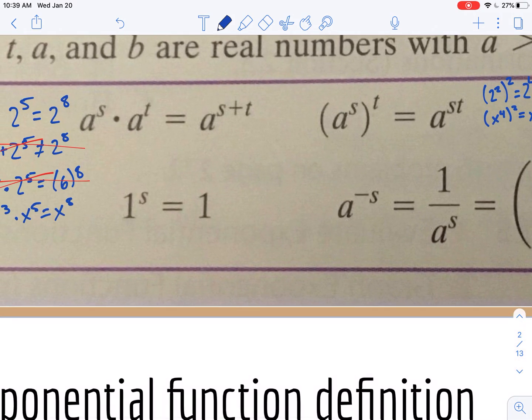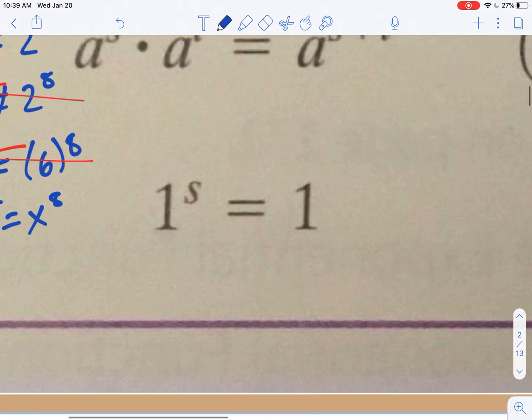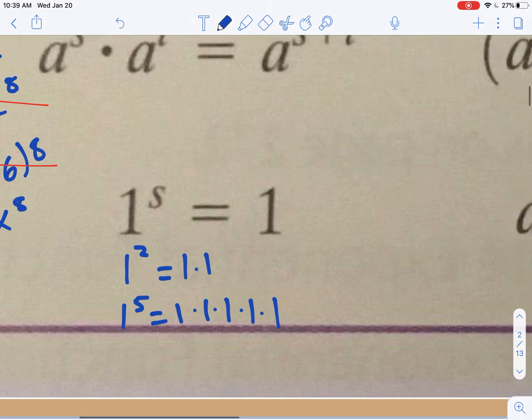1 to any power is always 1. This makes sense because let's say that I had 1 squared. Well, that's just 1 times 1, which is still 1. If I had 1 to the fifth, this is 1 times 1 times 1 times 1 times 1, which is still just equal to 1. So 1 to any power is always 1.